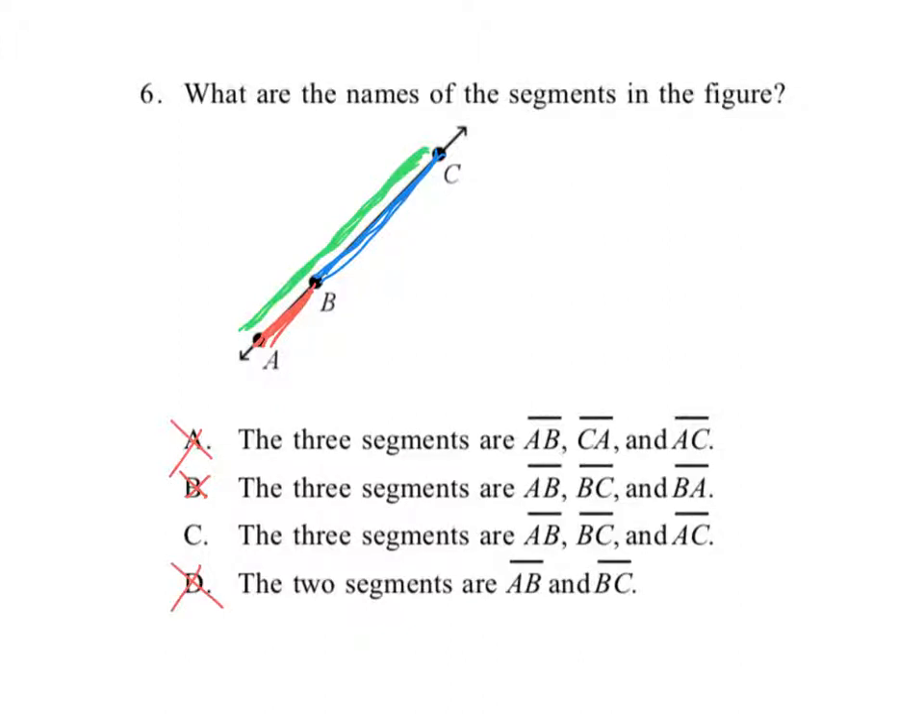And if we look at the 3 segments, we've got AB, the red one, BC, the blue one, and AC, the full green one. So the answer is C.